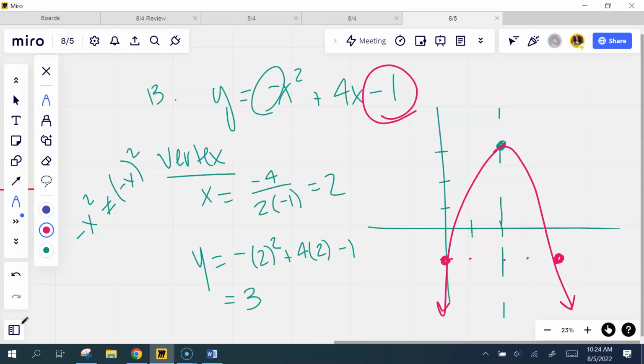But what's going to happen is you'll generally always be given them in standard form, and then you'll manipulate them to another form eventually.